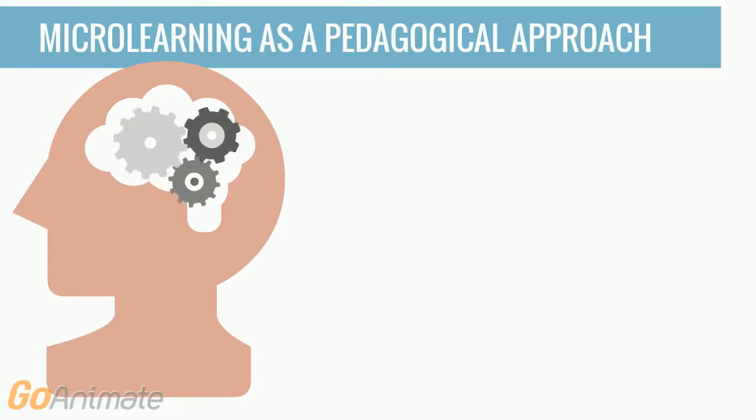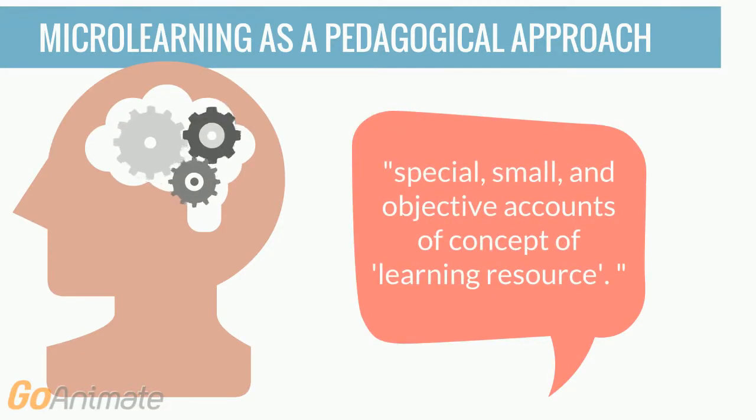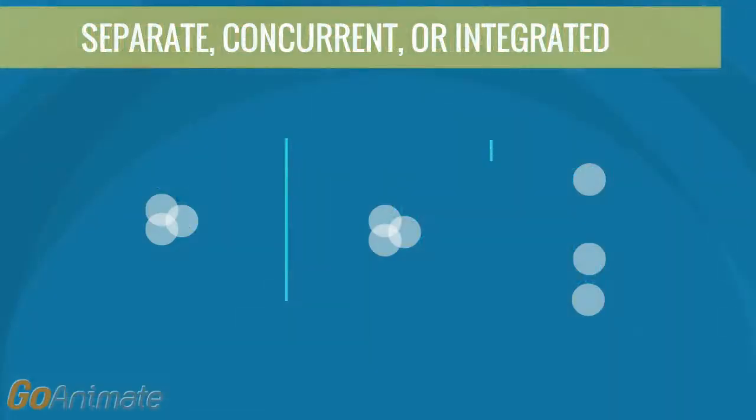Microlearning has been considered a specific pedagogical approach that focuses on the use of microcontents as a special, small, and subjective account of the concept of learning resource. Microlearning content can be designed in three main ways, as shown by the yellow dot. First, as a single or separate learning task. Second, delivered concurrently. Or third, integrated into other activities.